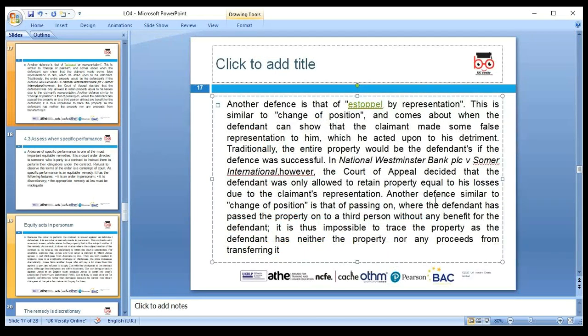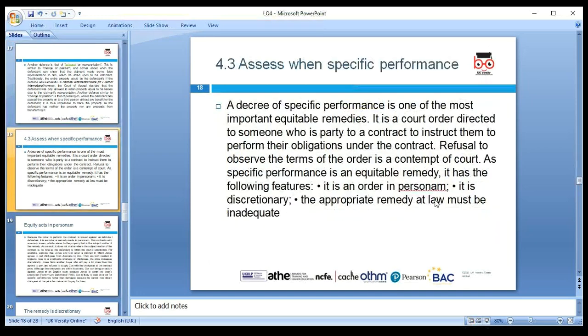Another defense, similar to change of position, is passing on. The defendant has passed the property on to a third person without benefit to the defendant. It is thus impossible to trace the property, as the defendant has neither the property nor the proceeds. They gave it to somebody, you found it, and you gave it to someone else. Okay, next we have assess performance.